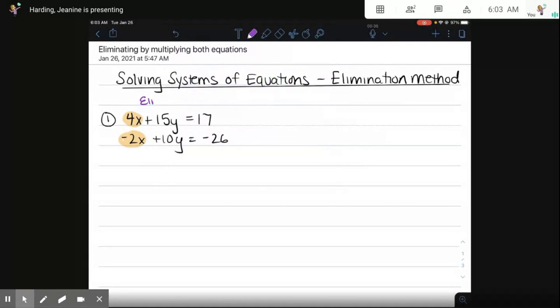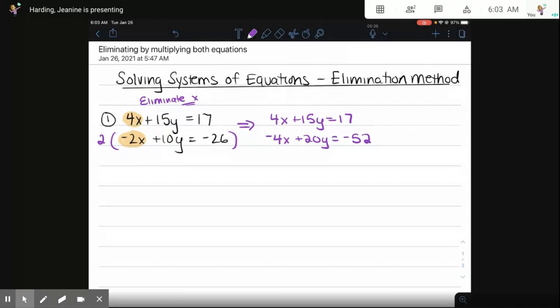It's a little bit of a strategy. Which is going to be easier? In this case, eliminating x will be easier. Okay, so I multiply the bottom equation by 2. I rewrite both equations. The top equation I didn't do anything to. Bottom equation, multiplying each of the values by 2, so that will give me negative 4x plus 20y equals negative 52.